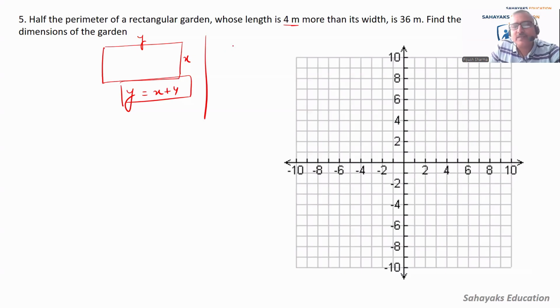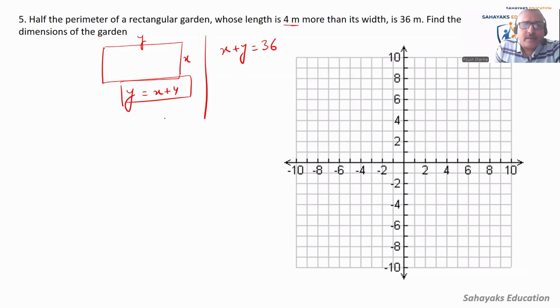What is half the perimeter? The perimeter is 2 into length plus breadth. So half the perimeter will be length plus breadth. That means x plus y. They have mentioned x plus y is equal to 36. So we have two equations now.